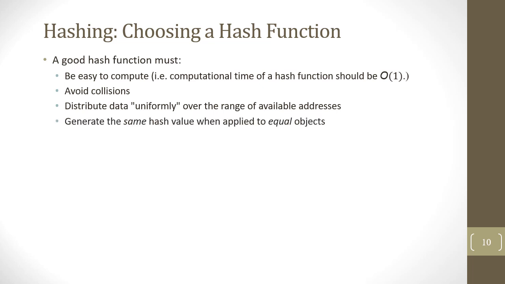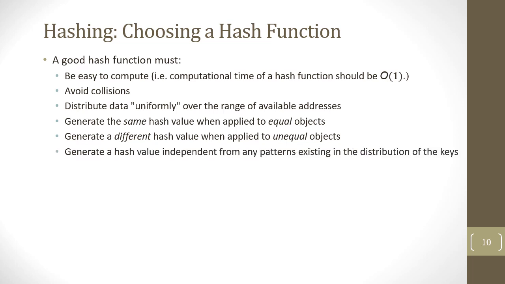It should generate the same hash value when applied to equal objects. And it should generate different hash values when applied to unequal objects. And it should generate a hash value independent from any patterns that exist in the distribution of the keys. And it should generate very different hash values for similar strings. For example, the hash value of PT should be much different than the hash value of PTS.